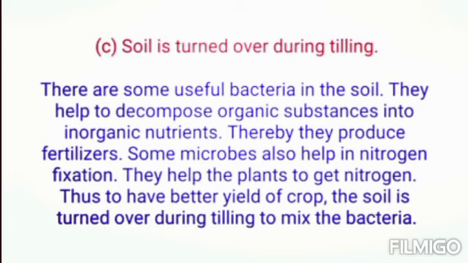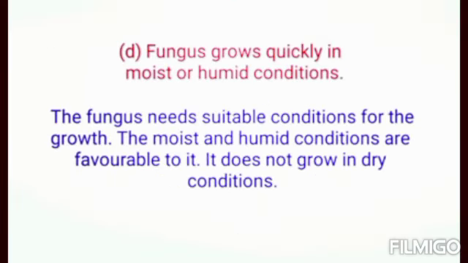C. Soil is turned over during tilling. There are some useful bacteria in the soil. They help to decompose organic substances into inorganic nutrients. Thereby, they produce fertilizers. Some microbes also help in nitrogen fixation. They help the plants to get nitrogen. Thus, to have better yield of crop, the soil is turned over during tilling to mix the bacteria.